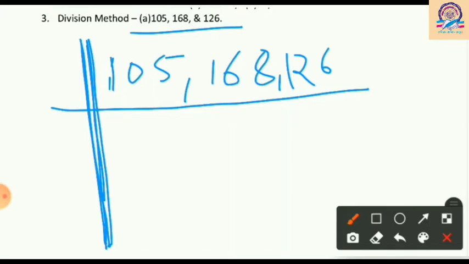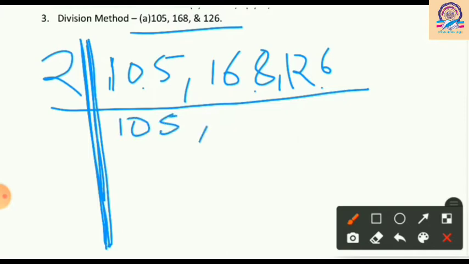First you will check 105, 168 and 126. It is not compulsory that you divide all of them by only one number. If only one number is divisible by any prime number, you can divide. As you can see, 168 and 126 are even numbers, and 105 is an odd number. So these two are even, so we can divide by 2. Let me start to divide. At first I will write here 2. 105 is not divisible, so I will write only 105, just bring it down.